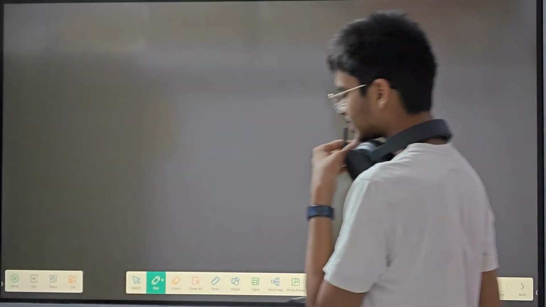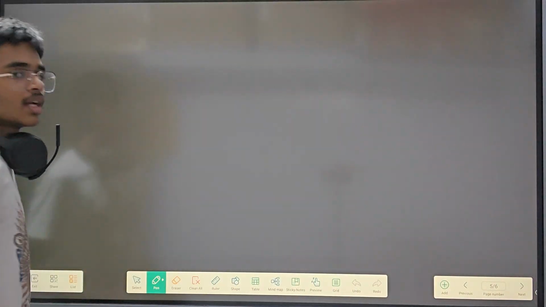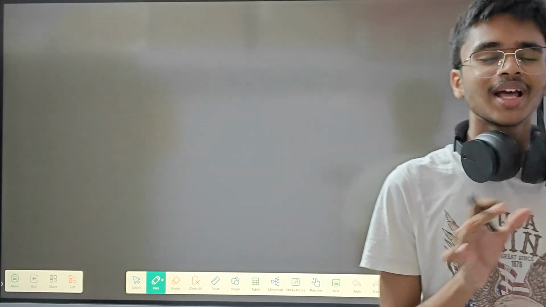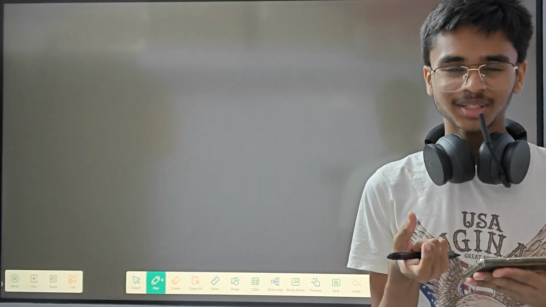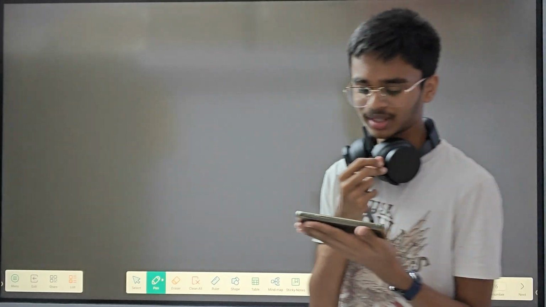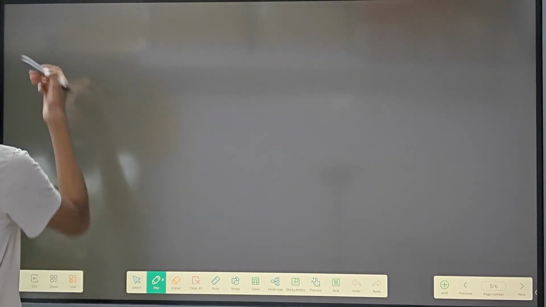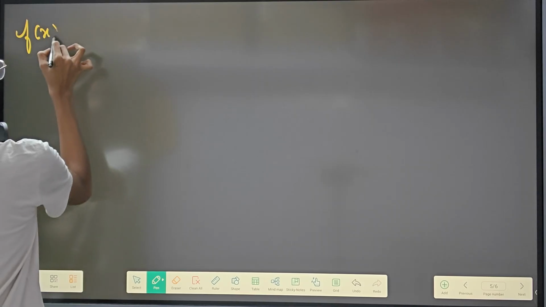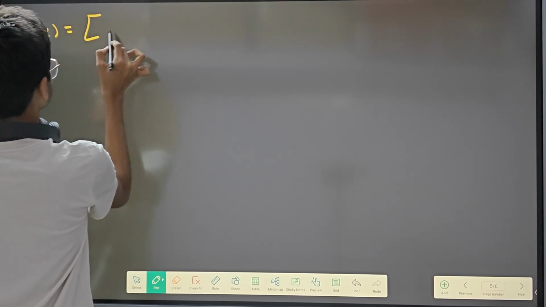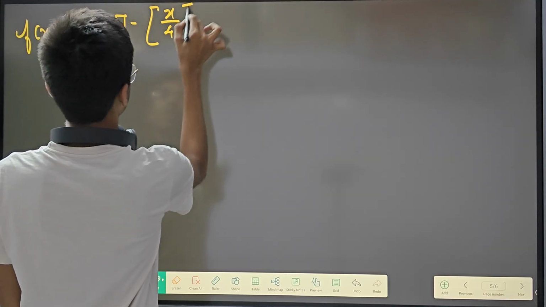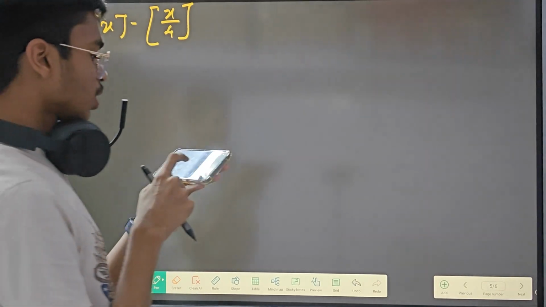Now we shall do one JEE sum. Don't worry, the word JEE might make you think it's a tough sum, but it really is not. All you have to do is use your brain. Just look at the question, many of you will answer it just by looking at it. So f of x is equal to the greatest integer function of x minus the greatest integer function of x by 4.